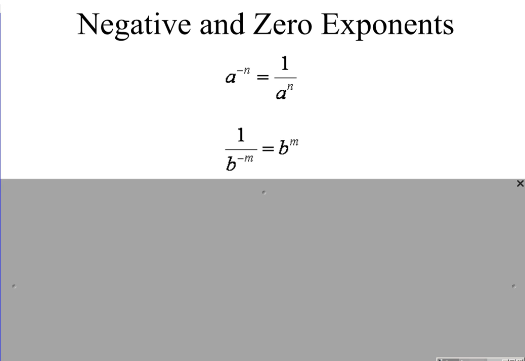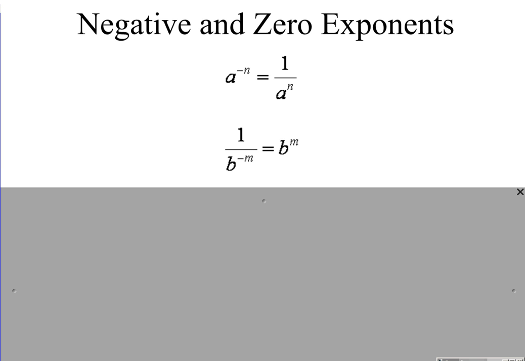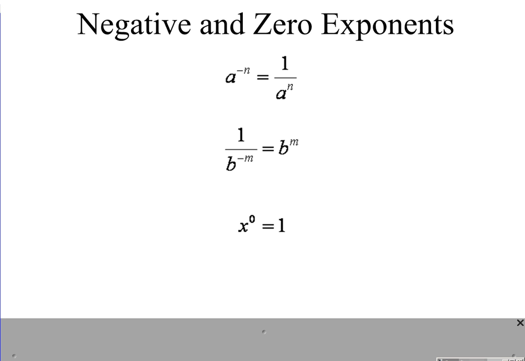If that negative exponent starts down in the bottom, in this case I have an exponent of negative m on b, take that whole term, move it up to the top. The only thing that changes is the sign on the exponent. We get b to the m power.